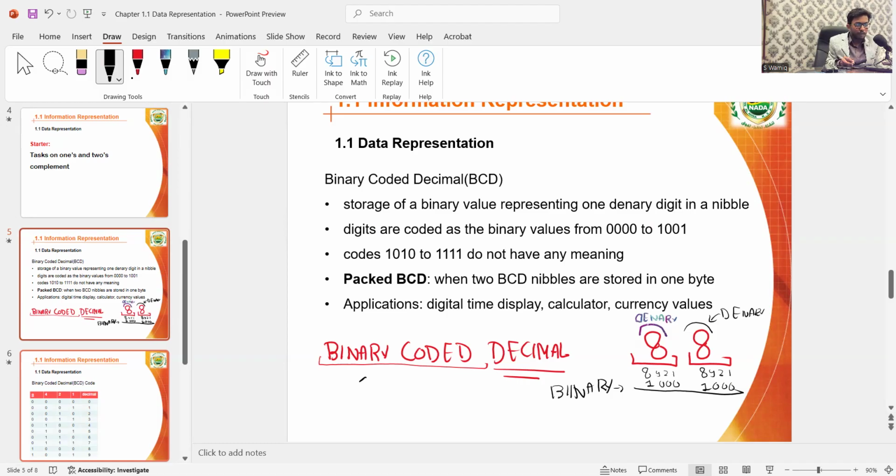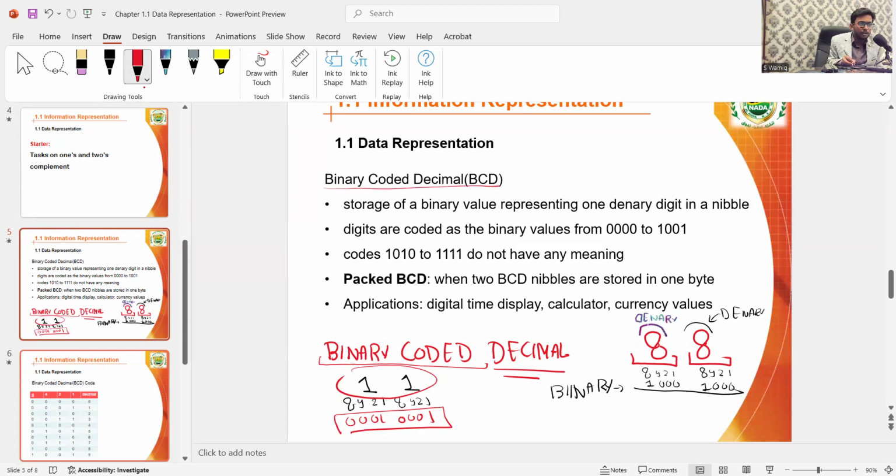For example, if I have a number such as 11, this is denary for me. But if I want to understand what the binary code of that is, I convert this denary into binary like this. 1248, 1248, this is going to be 0001 0001. So this is basically the binary coded form of this decimal. I hope I am clear to you. Let me make it even clearer.